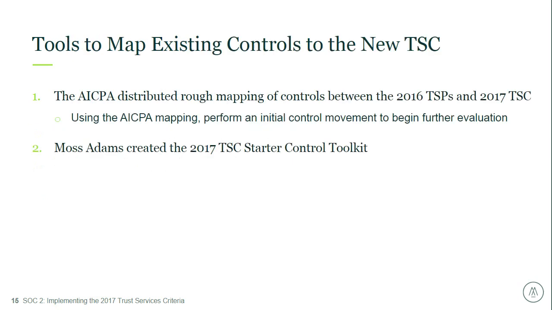When the criteria was first released by the AICPA, they also released a rough mapping of the controls between the 2016 TSPs and the 2017 TSCs. Companies can perform the initial control mapping using the published documents to copy-paste the controls used to satisfy the 2016 TSPs into the appropriate 2017 Trust Services criteria to get a global population of the controls. As we were moving through the process, we have created a 2017 TSC Startup Control Toolkit that is used for our clients to help them transition to the new 2017 TSCs.